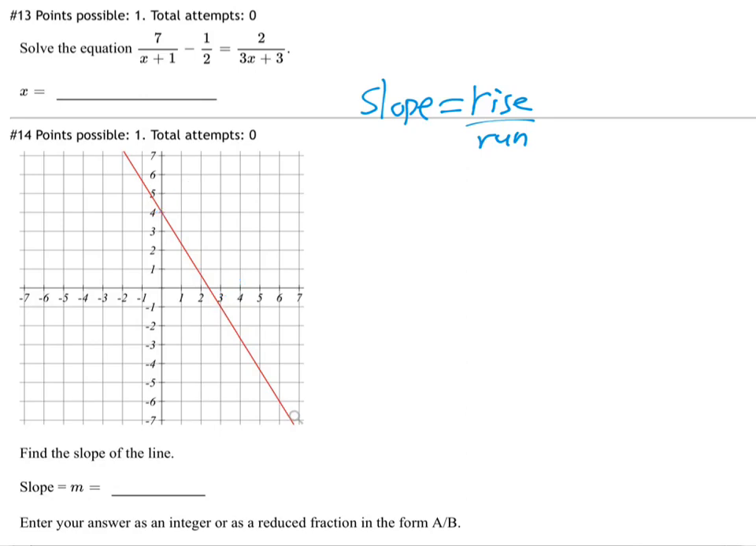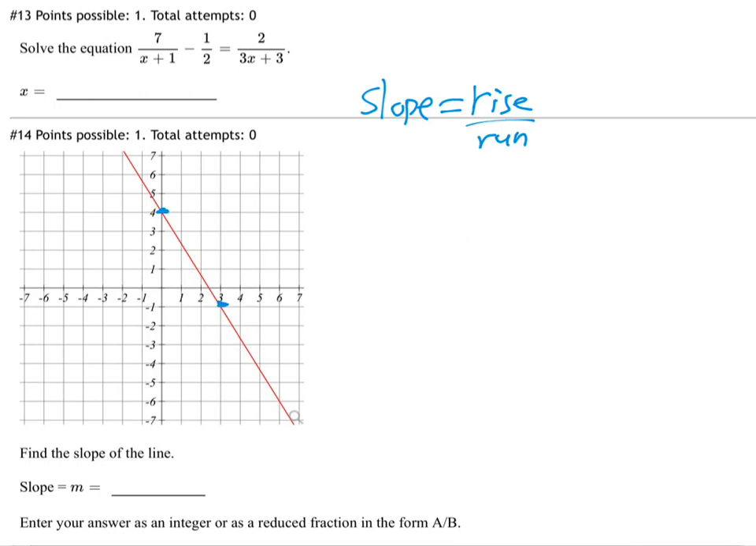So let me grab those again. Right here and right here. Those are the only two. Oh, I guess I could have done this one also. Any two, it doesn't matter. Grab any two that are right on the grid lines, and then just figure out what the rise over run is between those two points.